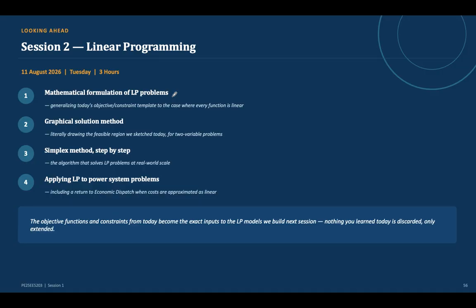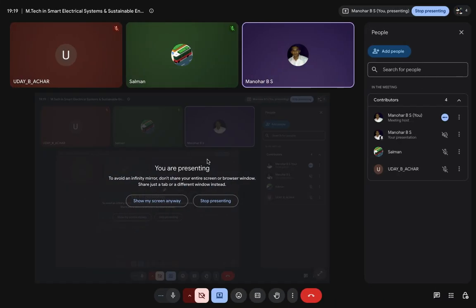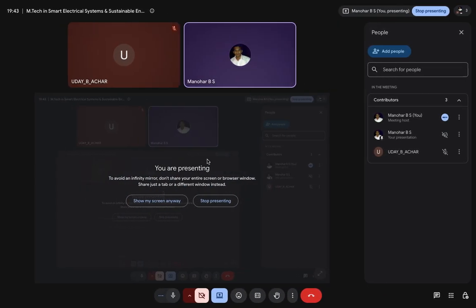So session 2, in tomorrow's class, we have to learn about the mathematical formulation of linear programming problems, graphical solution methods, simplex methods, step by step, applying LP to power system problems. Okay, so these are the things we need to study tomorrow. Do you have any questions?